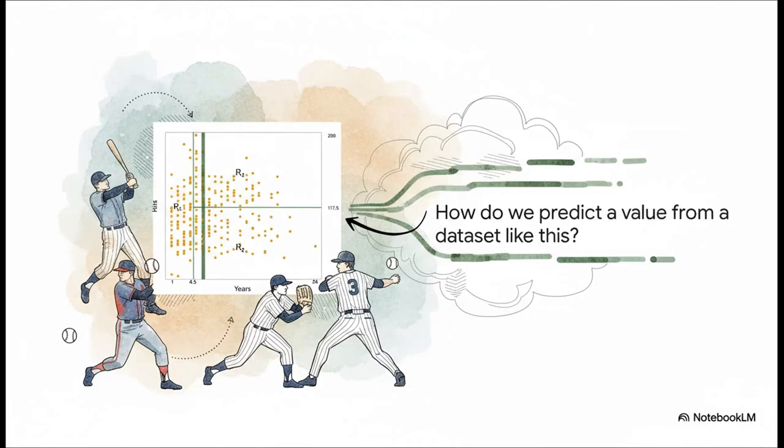And this is what that data might look like when you plot it out. See, every single dot on this chart is a player. They're plotted by their years of experience on one axis and the number of hits they got on the other. Now, their salary is kind of hidden in there, but right now, it just looks like a big cloud of points. So, where do you even start trying to find a pattern in that?